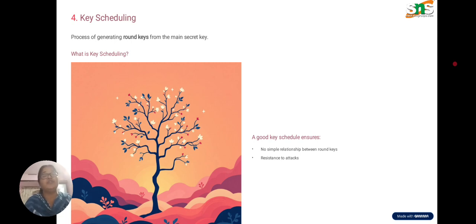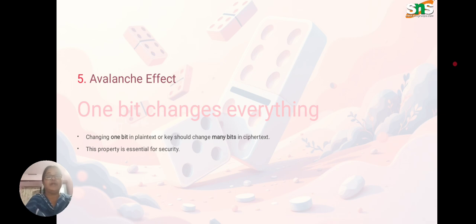And finally we come to the avalanche effect, where one bit changes everything. As I already told you, this means if we change just one bit in the input or the key, the output changes completely. This makes the encryption very strong and unpredictable. So we should be very much aware of this avalanche effect.